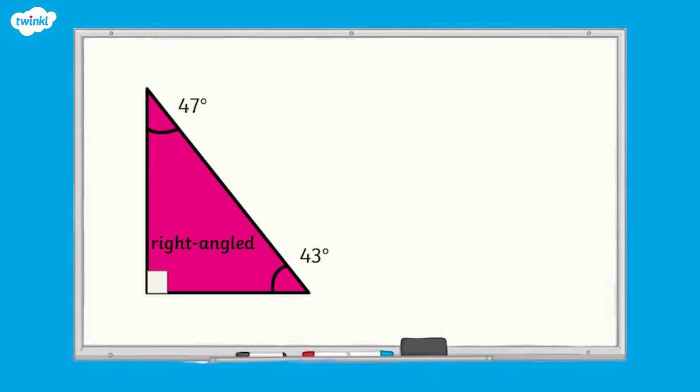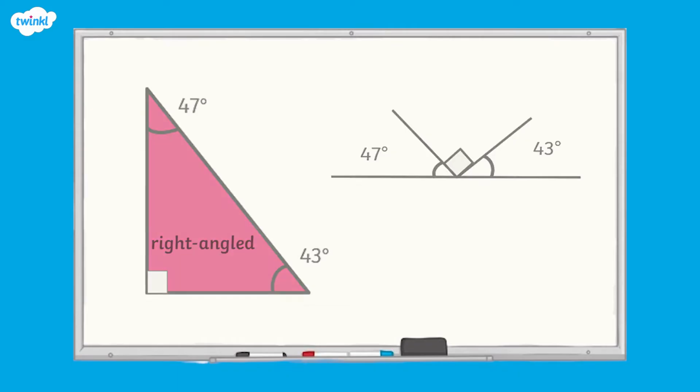A right-angled triangle is a triangle that contains a right angle, which is equal to 90 degrees. In this right-angled triangle, the three internal angles also total 180 degrees when placed on a straight line, because 90 degrees add 43 degrees add 47 degrees is again equal to 180 degrees.